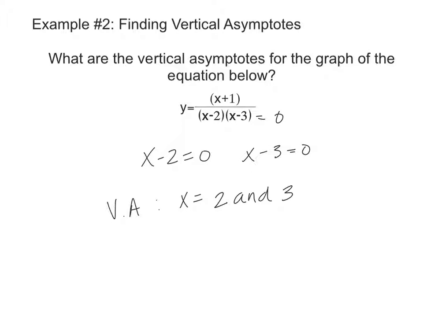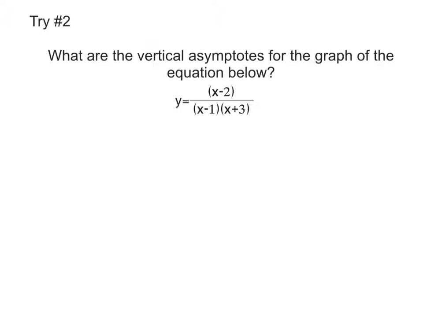Alright, that's it. Very simple. Alright, so let's try the next one. Again, find the vertical asymptotes. If I just set those equal to 0, I'll have x equal to 1 and negative 3.